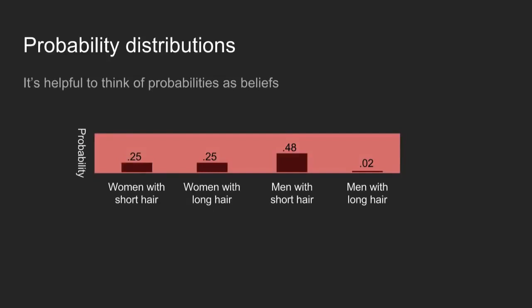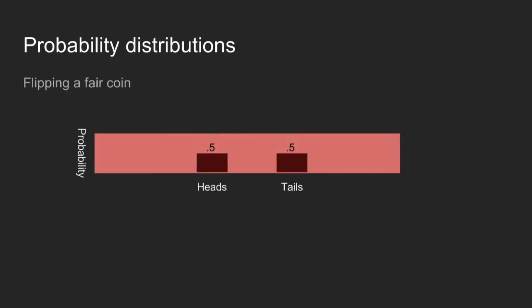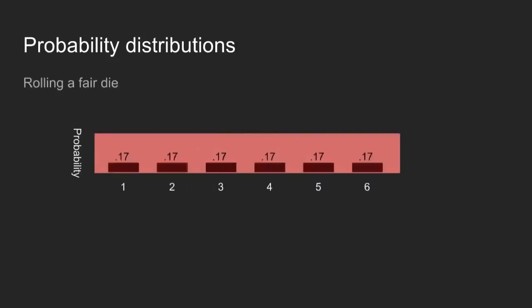It can be really helpful to think of these as beliefs. So for instance, if I flip a coin and hide the result from you, you might half believe it's heads and half believe it's tails until I tell you what it is. If I roll a die and hide the result from you, you might believe about 1/6 that it's a 1 or a 2 or a 3 or 4 or 5 or 6 until I show you the result. So these are what you believe. Probabilities can represent what you believe about something before you measure it.